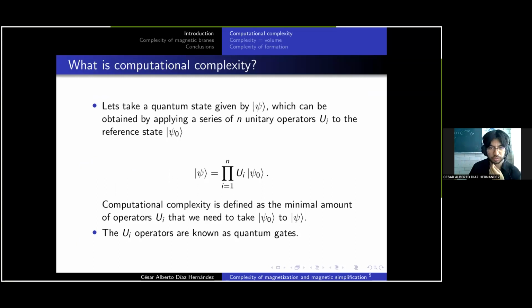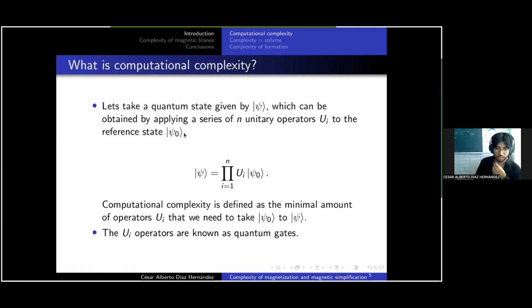In case you're not familiar with this, you can think of complexity as a measure of how difficult it is to accomplish a certain computation. This concept arises in the context of computational science and quantum computing, but it can be generalized to any physical system. So for example, imagine you have some quantum state psi, and you want to obtain that quantum state by applying certain unitary operators to some reference state.